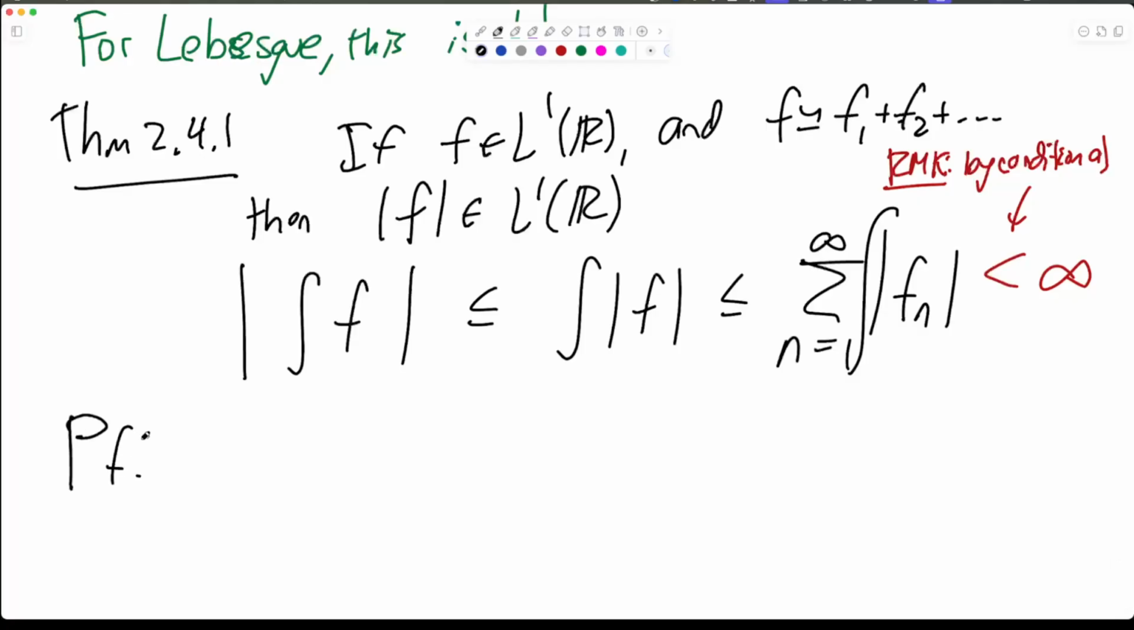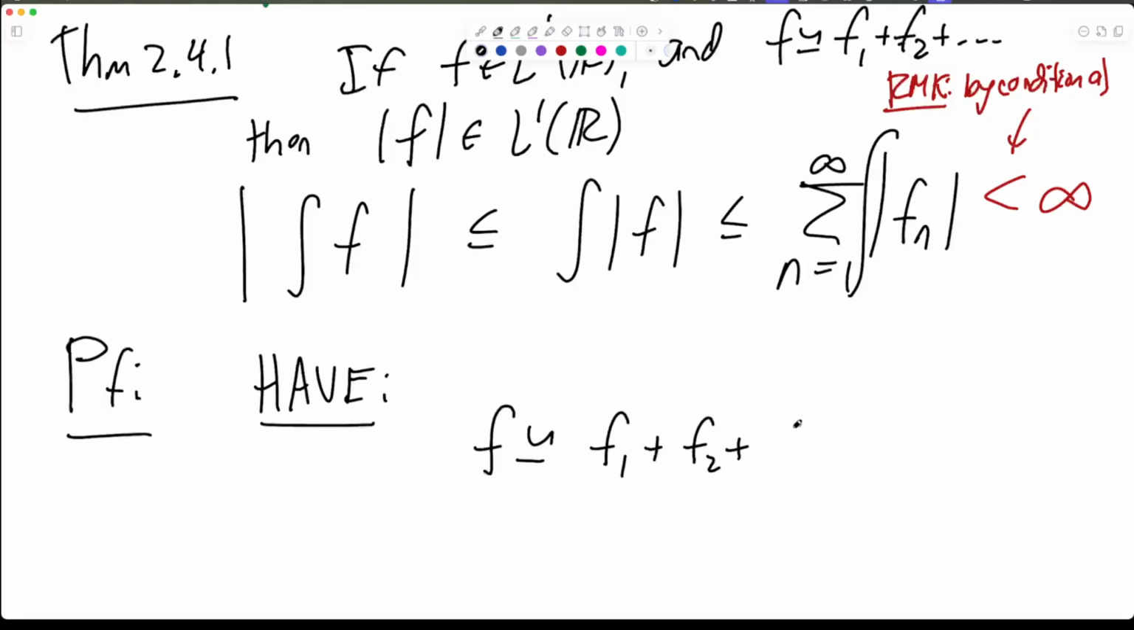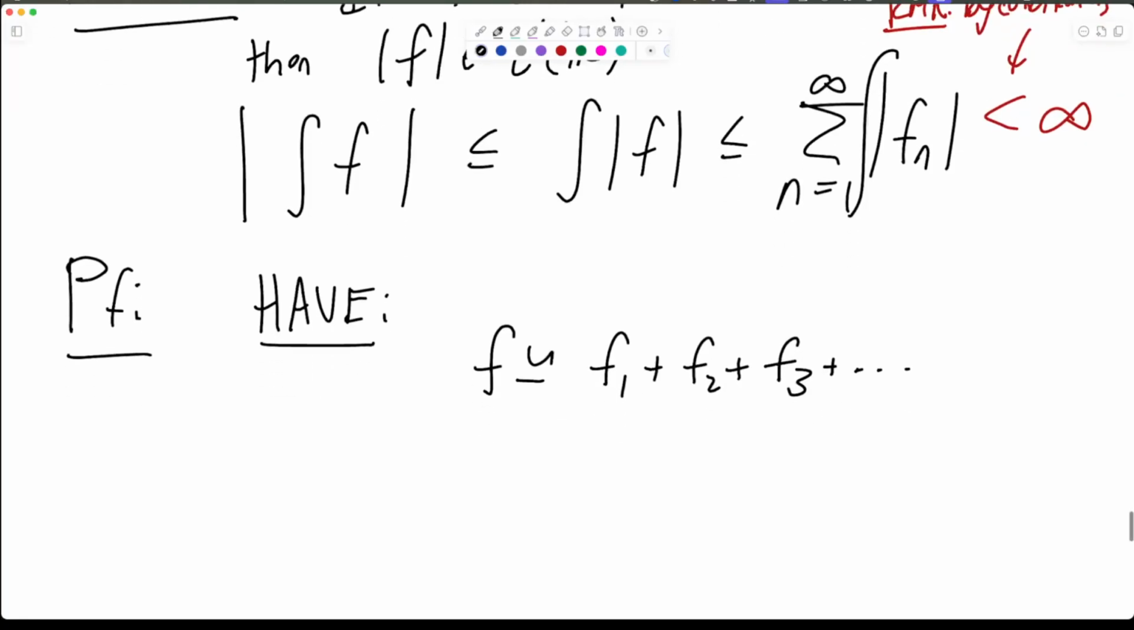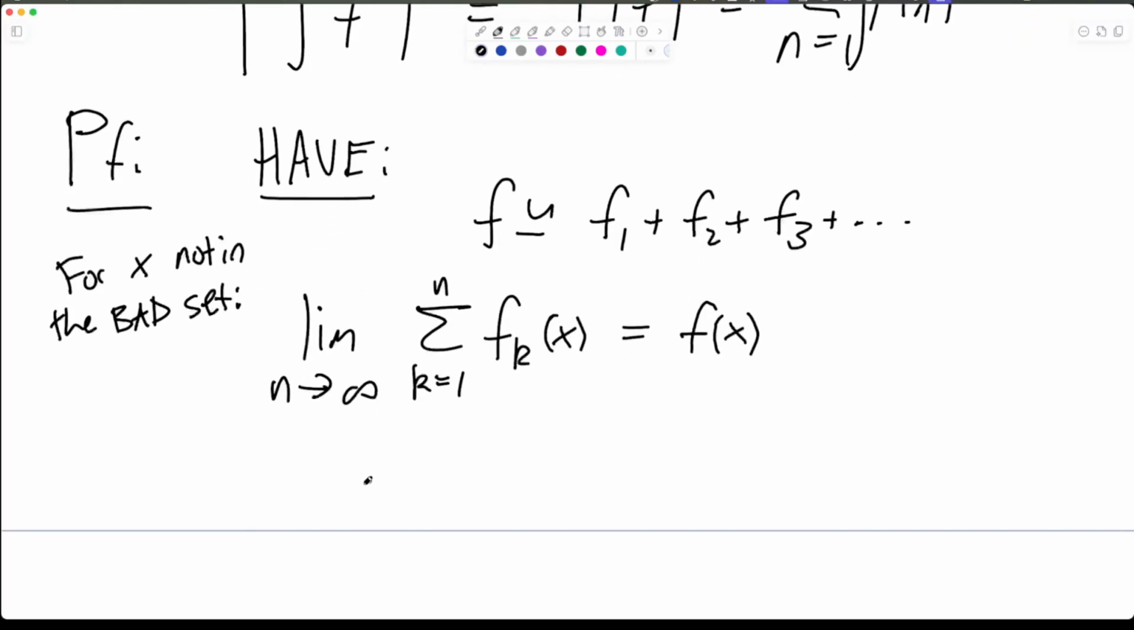Okay, so the proof. What do we have? We know f is in L1, and we have this sequence. f is like f1 plus f2 plus f3 plus dot dot dot. For example, f is the limit of all these f's, except on this bad set, right? So the limit as n goes to infinity of the sum from k equals 1 to n of fk of x equals f of x for x not in the bad set. This bad set is quite annoying in this proof. You have to write down the bad set, and then everything you say only works not on the bad set, and so on. But it's kind of a technicality and not super exciting.